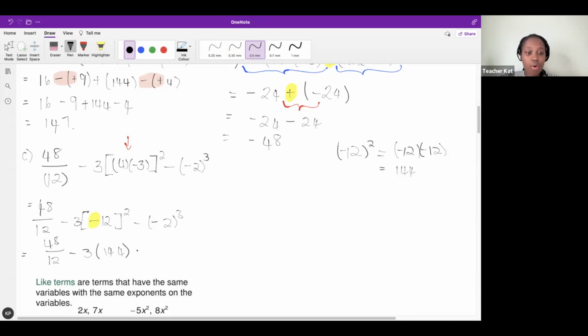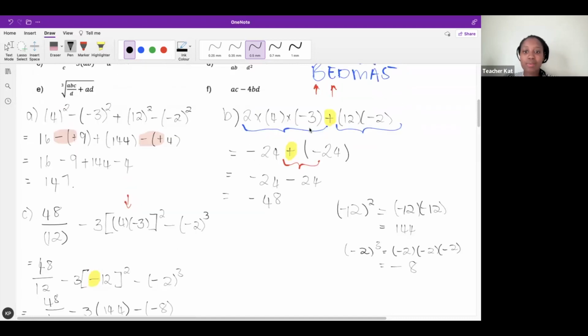Great, 144 minus, now I have a negative 2 cubed. That means negative 2 times negative 2 times negative 2. 3 negatives will give me what type of answer? Nice, it will give me a negative answer, and 2 times 2 times 2 is 8. So it's minus negative 8. Beautiful.